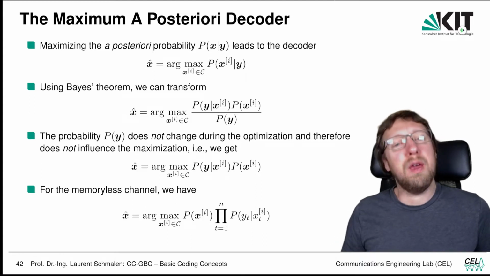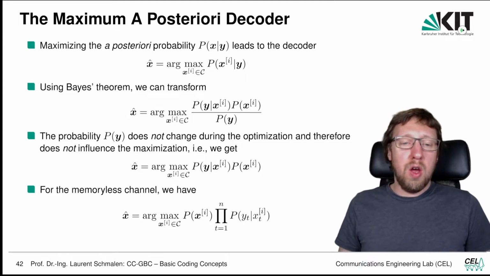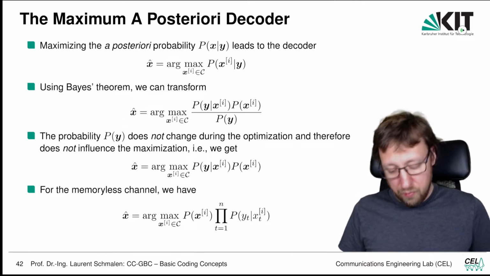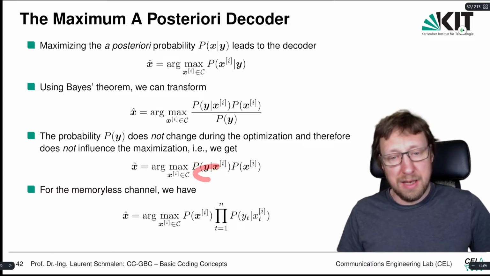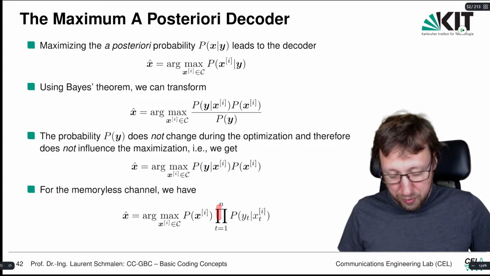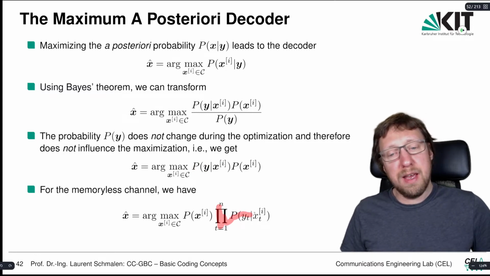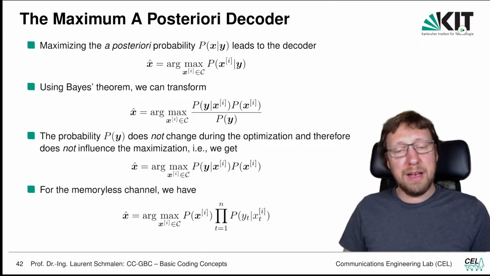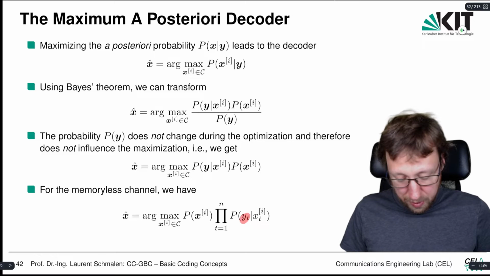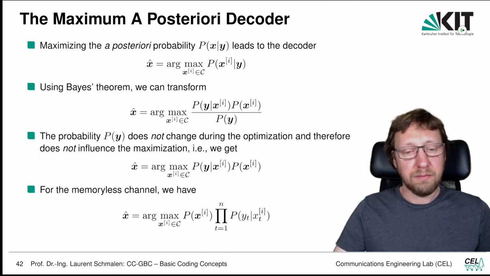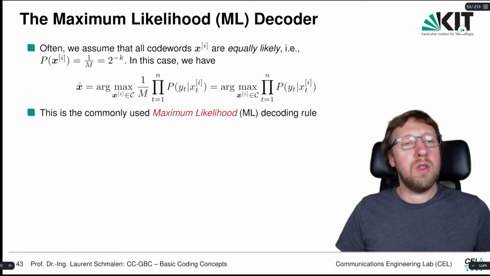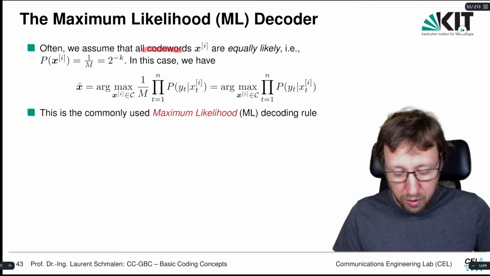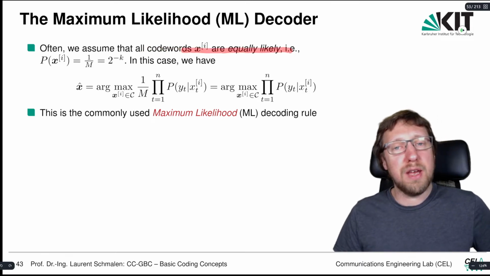That one we can also simplify, and we can also simplify P of Y given X. First, we're going to simplify P of Y given X. I said already on the previous slide, we have a memoryless channel. So we use the definition of memorylessness and write P of Y given X as the product of P of Yt given Xt. We take the product over the individual components of our vector and we calculate P of Yt given Xt. Now we simplify P of X, and we do this by assuming that all code words X are transmitted equally likely.